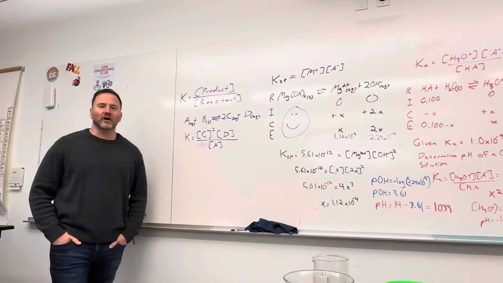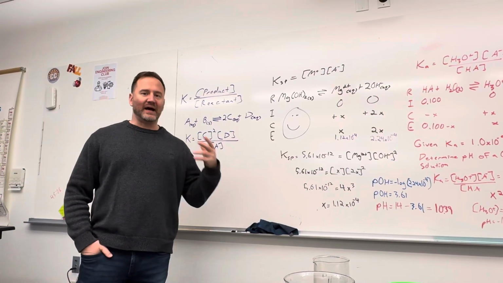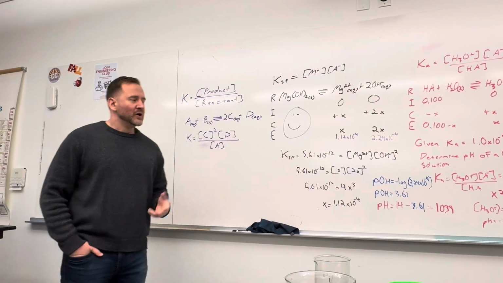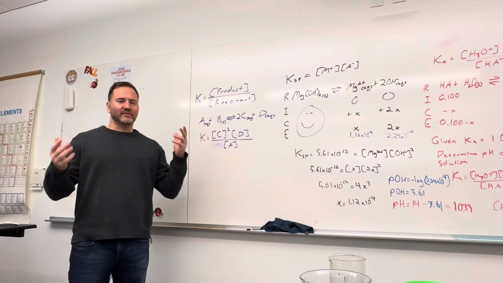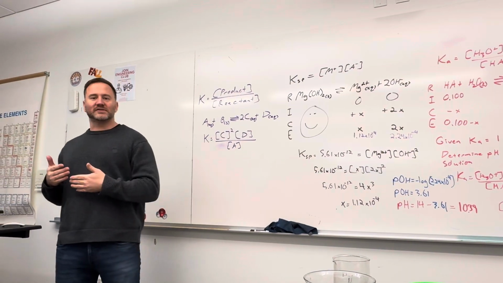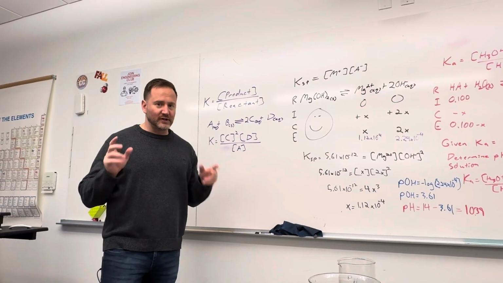In this video, we're going to talk about how equilibrium relates to acids and bases and the pH scale. So just a quick review. When we're talking about equilibrium systems, we have systems where both forward and reverse processes are happening at the same rate, resulting in no net change.